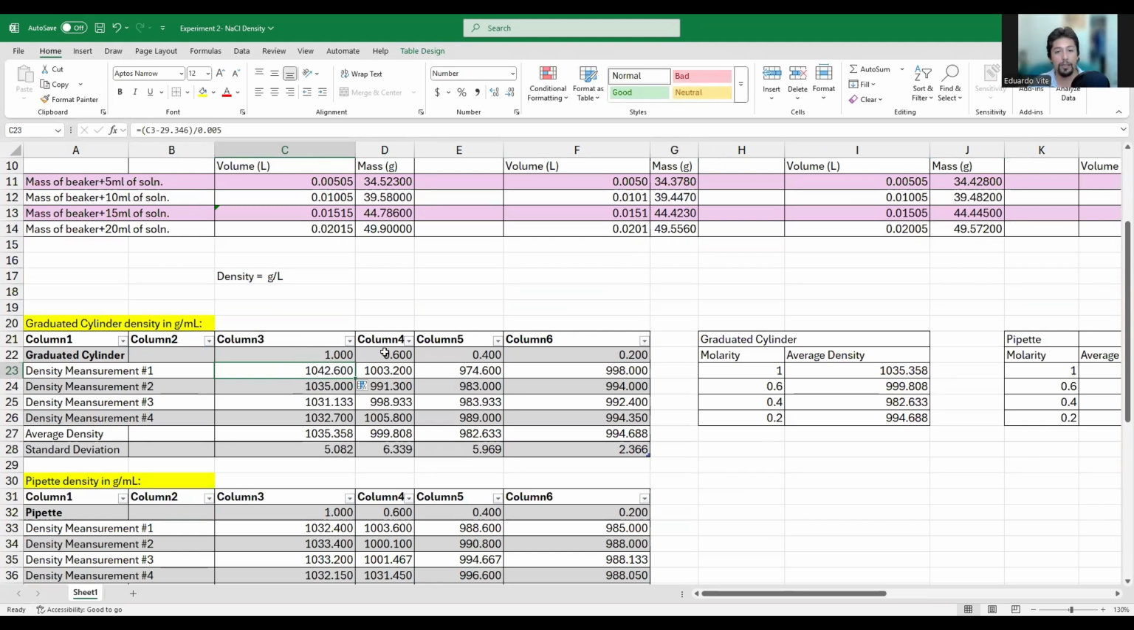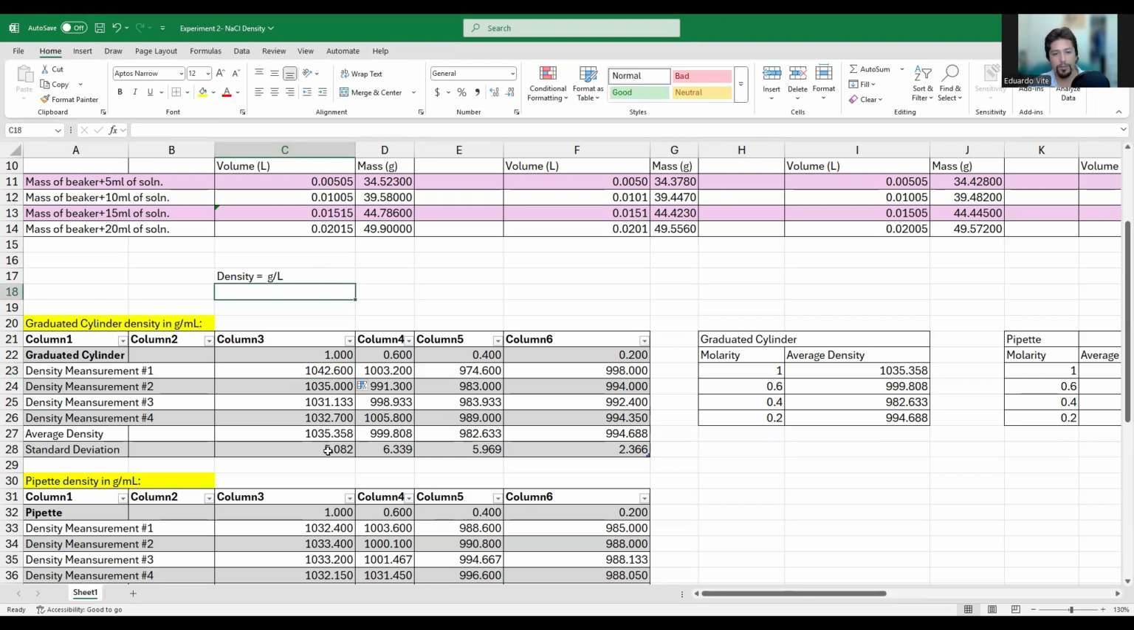And all of these values should be very close. You should not be getting 1,000, 2,000, 3,000, 4,000. Density is an intrinsic property of a solution, which means that any solution of NaCl at a certain concentration should have the same density no matter what. So all these numbers should be very close to each other. There should not be any significant variation in these numbers.